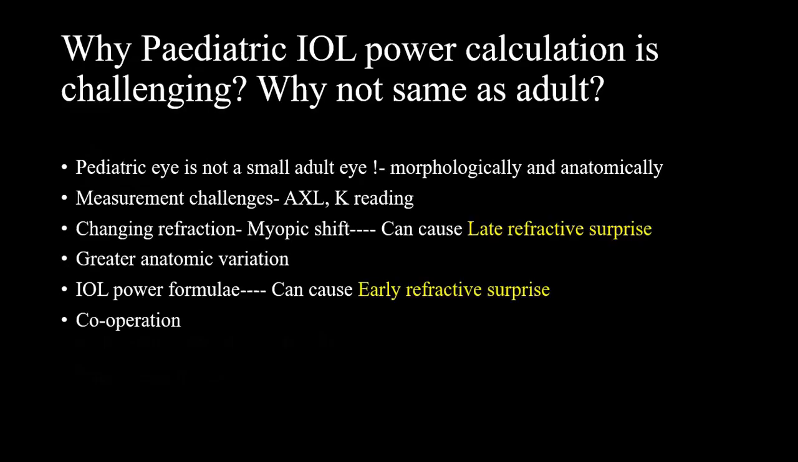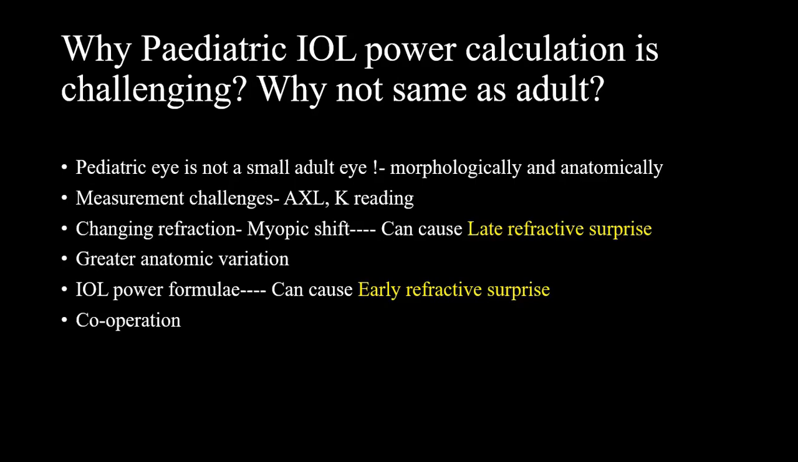Why we can't use what is normally done for the adult eyes is because the pediatric eye is not just a small adult eye. So here there's a measurement challenge in the axial length and the keratometry values. And there is going to be a myopic shift, which is very important for us to deal with when we are going to do the surgery, because it can cause late refractive surprises as the eye grows.